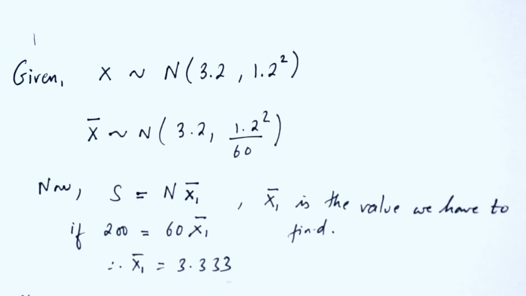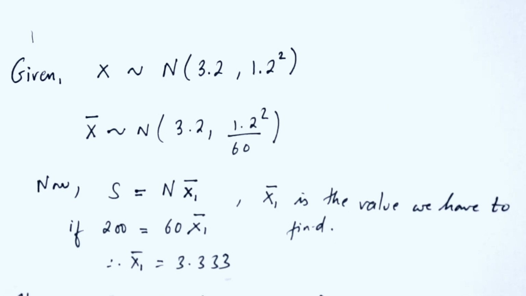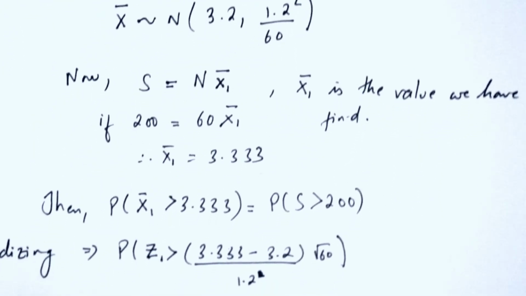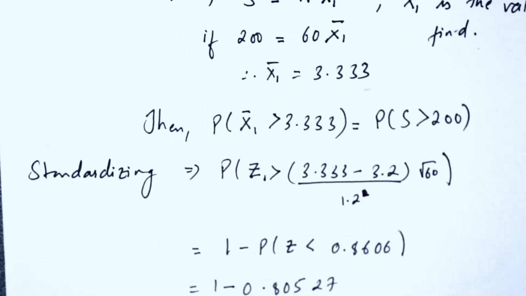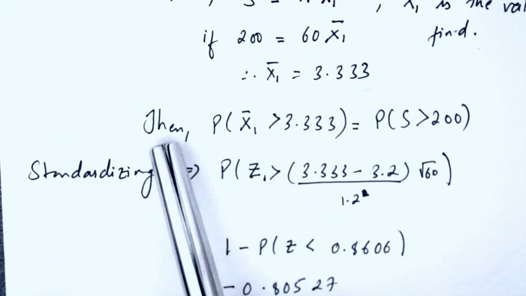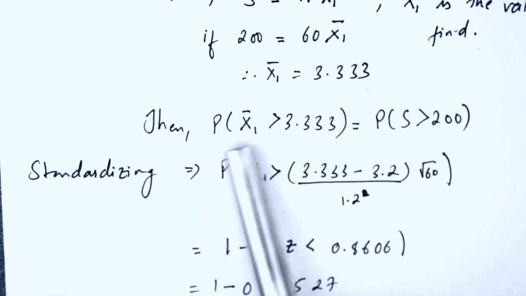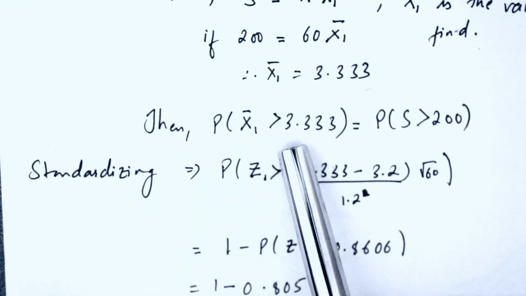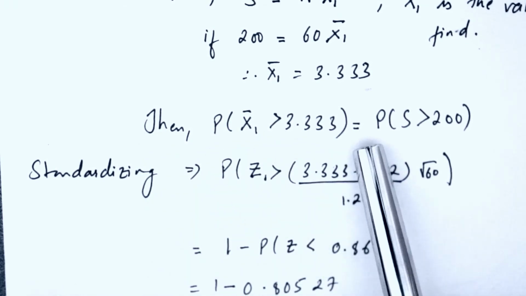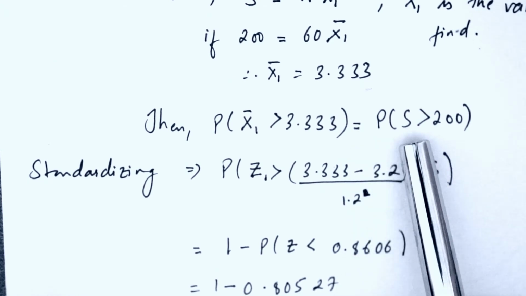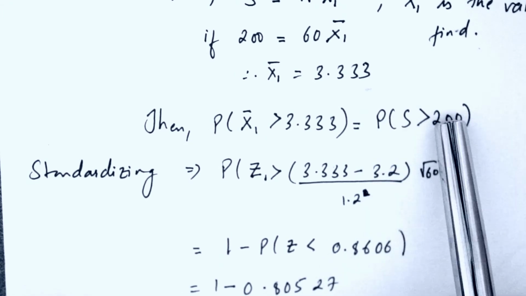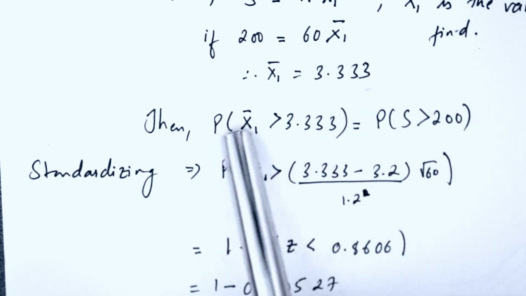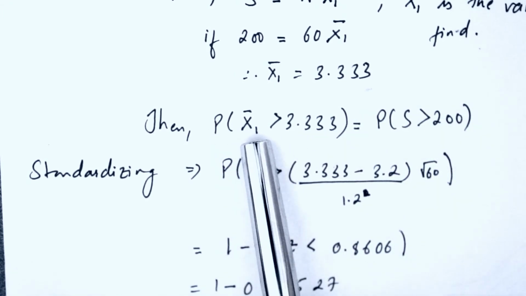Okay, so once we have done that, according to the question, what we have to do is find the values now. So the probability of x bar greater than 3.333 is the same as saying P(S > 200), because this variable here, when converted in terms of the mean, gives you this.